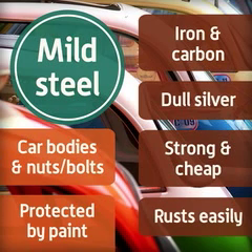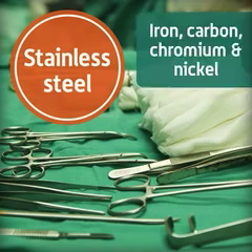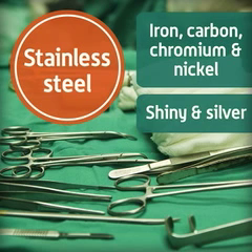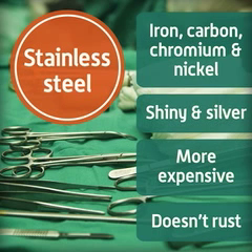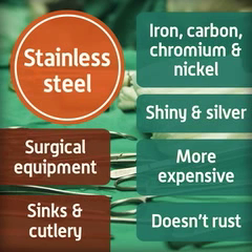Stainless steel is made from iron, carbon, chromium and nickel, giving it a shiny and silvery appearance. This is more expensive to make than mild steel, but is hard and does not rust. You will see surgical equipment, sinks and cutlery made from it.